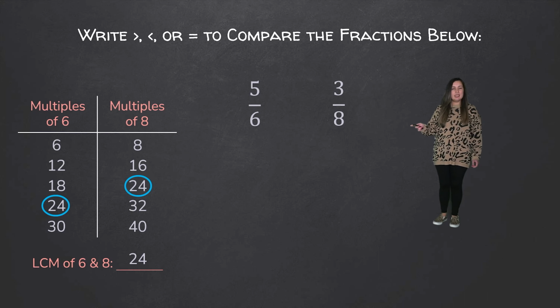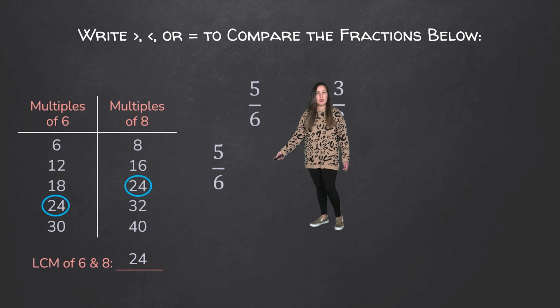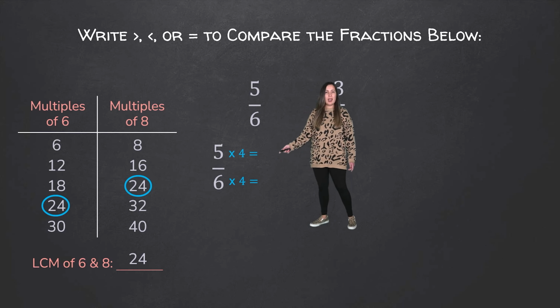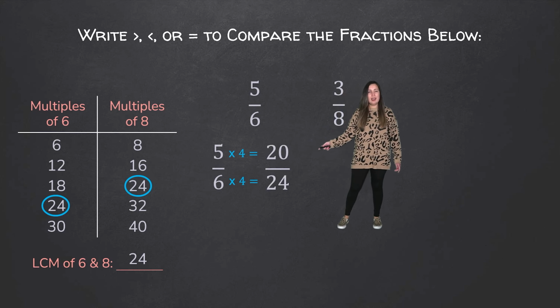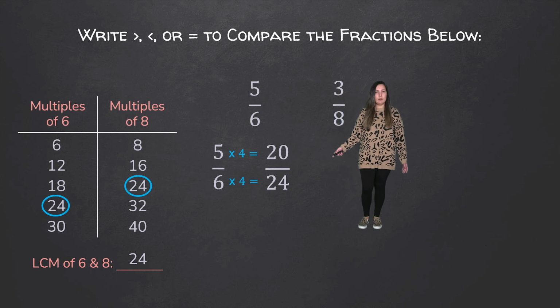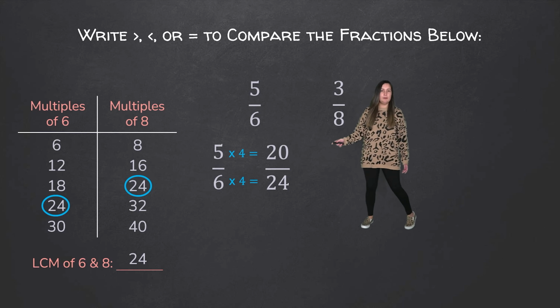So we have to take these two fractions and make it so that they both have a denominator of 24 to make it easier for us to compare. So we're going to take the 5/6 and rewrite that. And in order to get a denominator of 24 here, we have to multiply the 6 by 4. And whatever we do to the denominator, we have to do to the numerator as well. 5 times 4 is equal to 20, and 6 times 4 is equal to 24. So 5 over 6 is equal to 20 over 24.